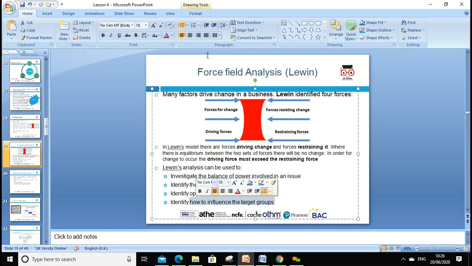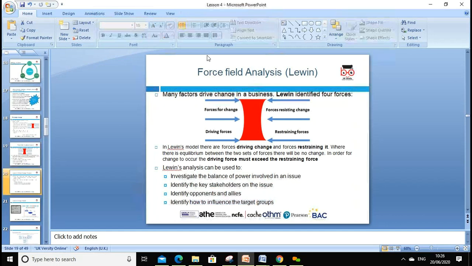You need to make sure that when we apply this force field model, we follow all these points.